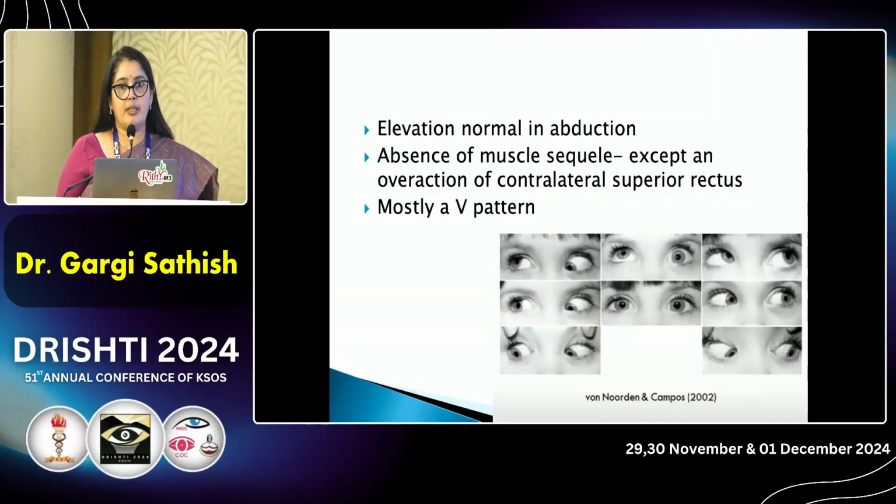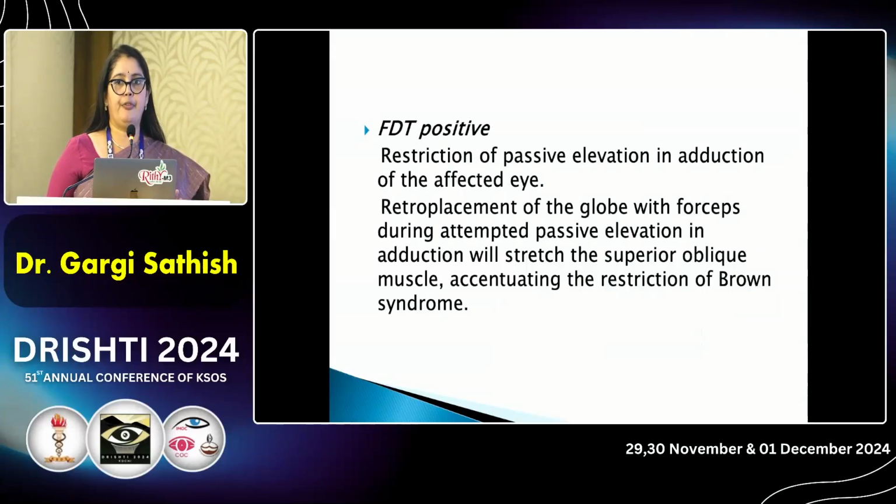There won't be any muscle sequelae because it is not a palsy. But you may get a slight overaction of the contralateral superior rectus as seen in the picture. Mostly it causes a V pattern. Again, the FDT is very important. You should all know how to do an FDT on the oblique.